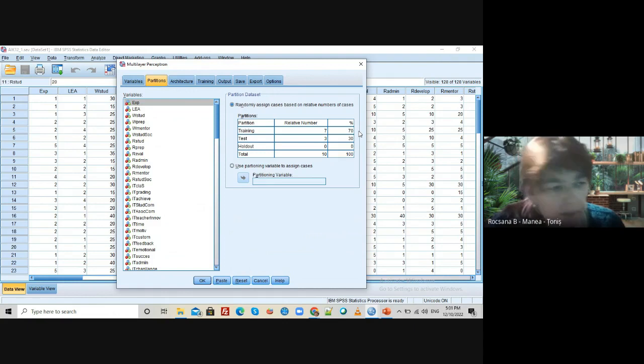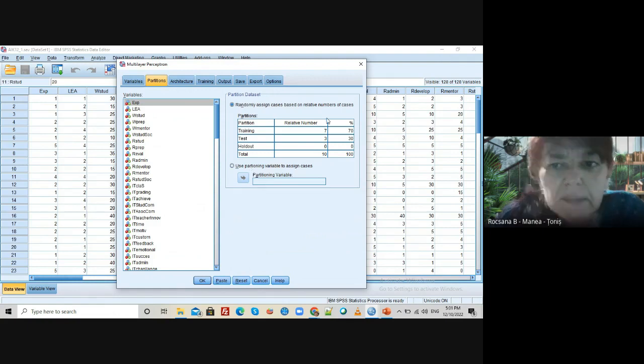SPSS and the neural networks will do all the calculation on the training sample, and then have to test if this calculus made on training data can be implemented also on the test data, like verification, like evaluation of the correctness of the model.